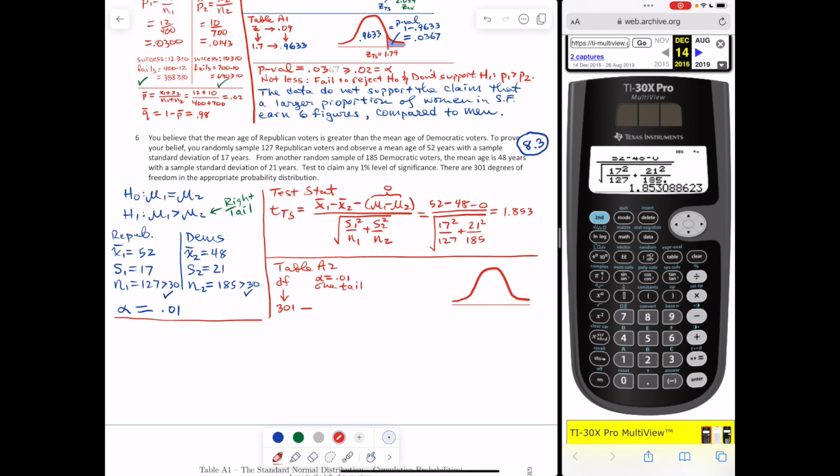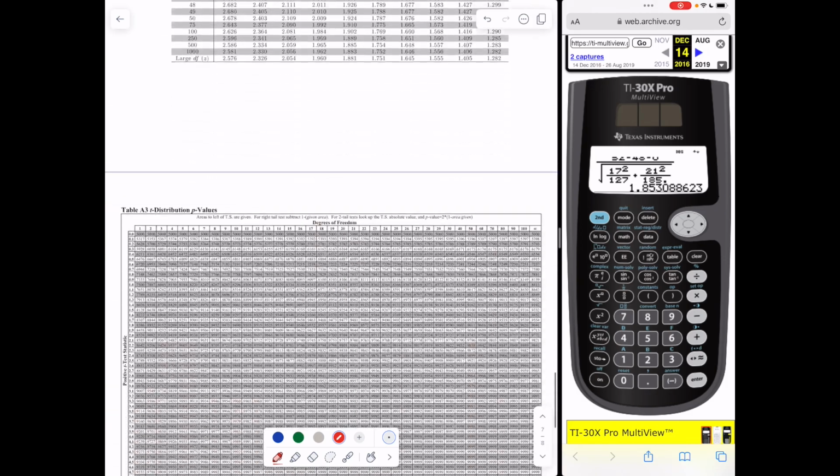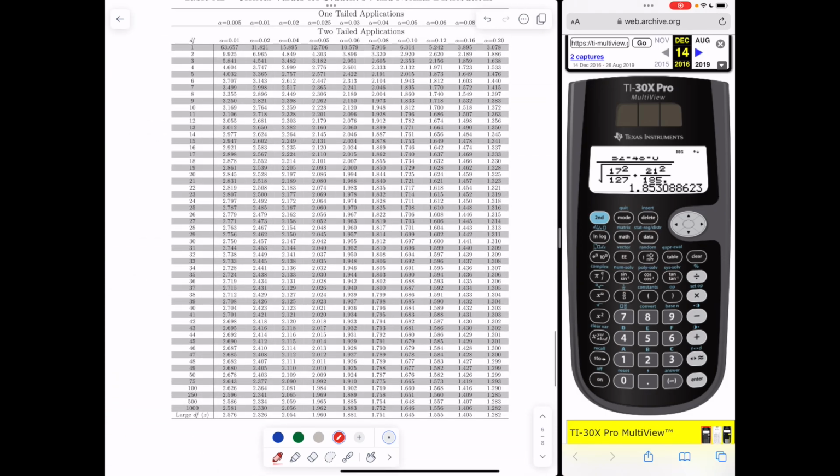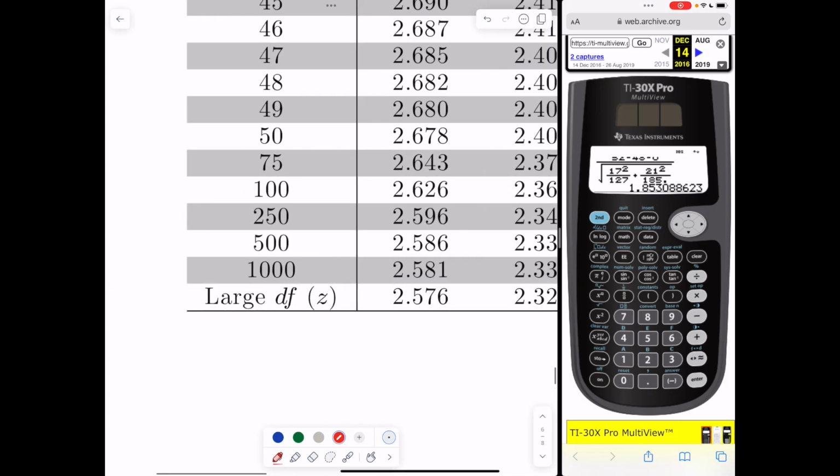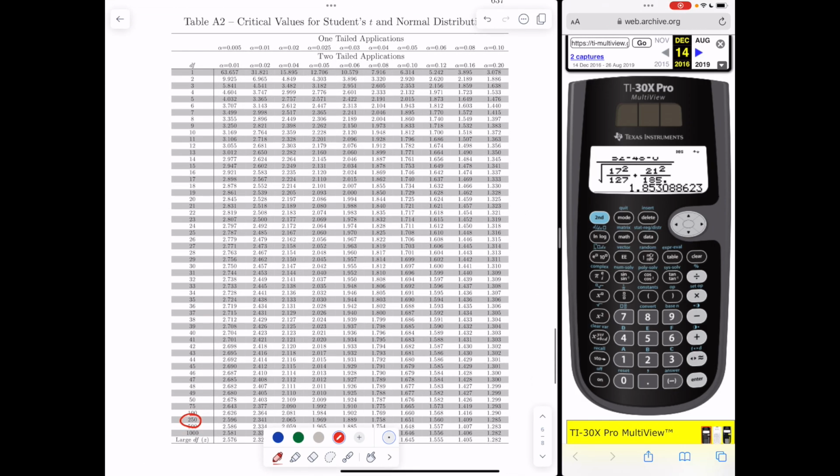Okay, and so, yeah, we're going to have to sort of approximate this, but let's see what we get. It'll be close enough. So all the tables are down at the bottom. 301, 0.01, one tail. Here we go. Notice there's a 250. That's pretty close to 300. And 0.01, one tail right here.